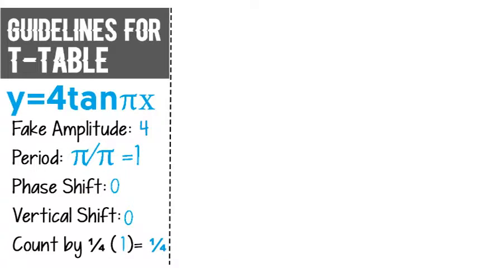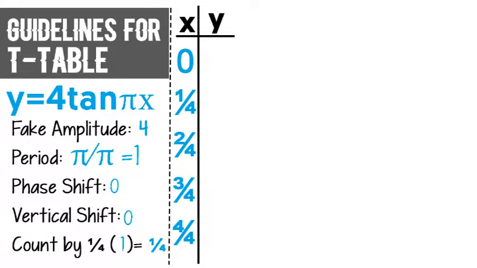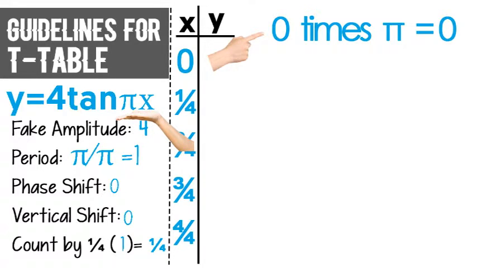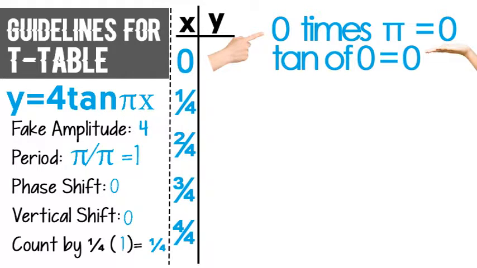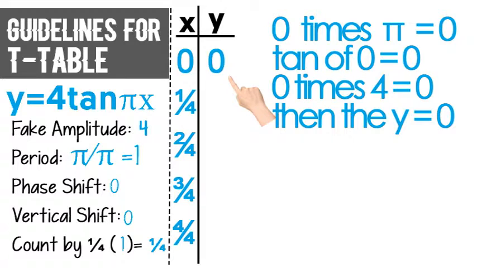I prefer using a t-table since it is easier to plot the points in the graph, especially when you have your matrix. Moving on. We start with the phase shift and count by a quarter of a period. We take that x value, which is 0, then substitute it in the equation. 0 times pi is 0. Using our matrix, we should be able to know that the tangent of 0 is 0. Then we multiply that 0 by the amplitude, which is 4. So 0 times 4 is again 0. Then the value of y is 0.